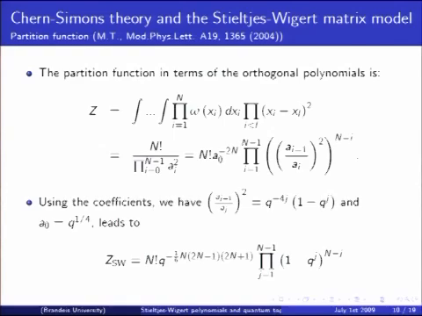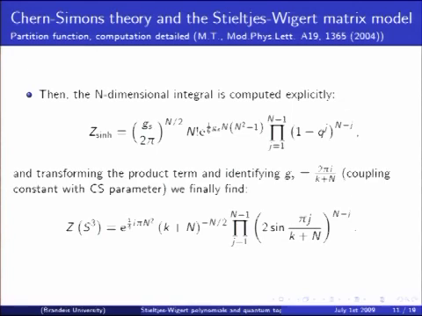For the partition function, we actually only need the leading coefficients of the polynomials. This is an old result from the 70s in random matrix theory: for the partition function, you only need the leading coefficients. So we apply that and have here the Stieltjes-Wigert partition function, and then we just have to relate it now to Chern-Simons theory.